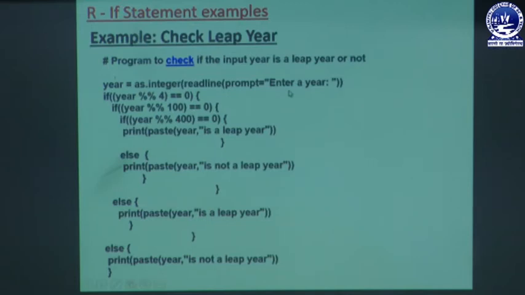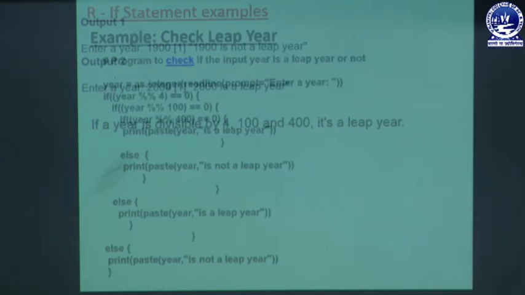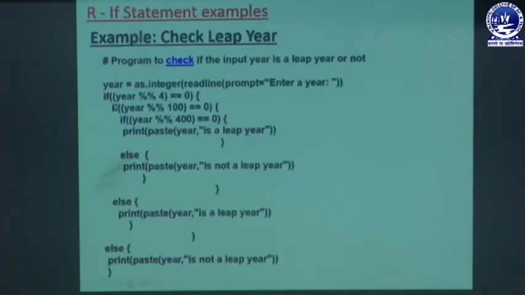Then let the user enter one value. It will display enter a year, so let the user enter 1900. So 1900, then it will go for this.